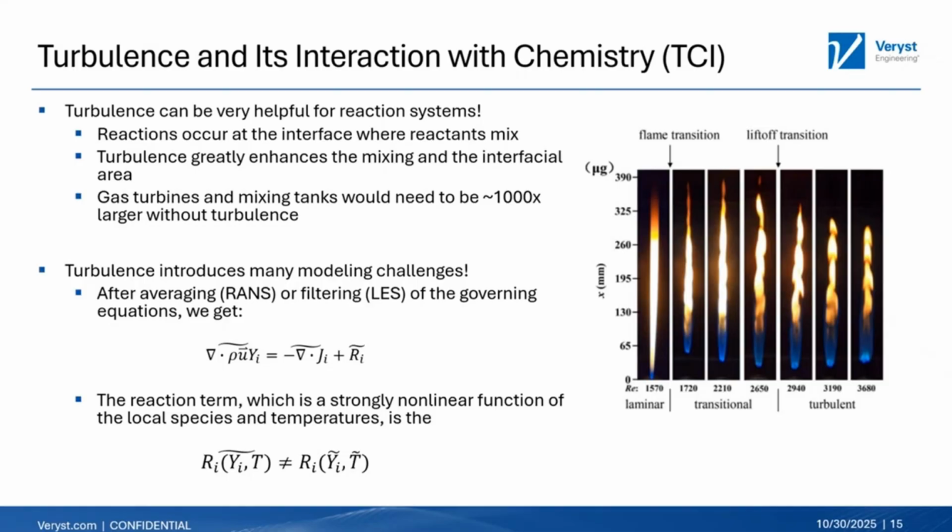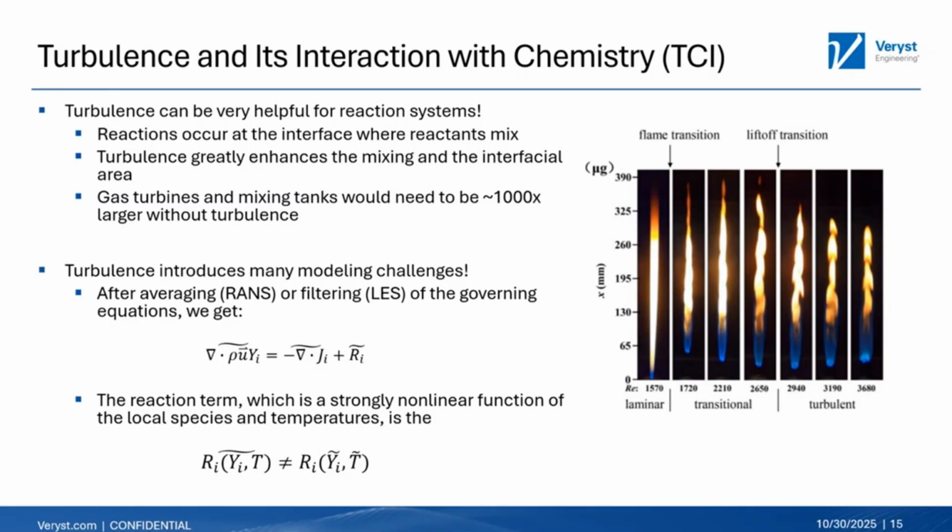As an example of how turbulence helps us, gas turbines and mixing tanks would need to be roughly 1,000 times larger without turbulence. So if you can imagine flying on a plane and your engine was quite a bit larger than the plane, that would be kind of how I think of the world without turbulence. So very beneficial from a process perspective. From a modeling perspective, makes our life quite a bit more complicated. And so the general reason comes back to the nonlinear nature of the chemical kinetic source term.